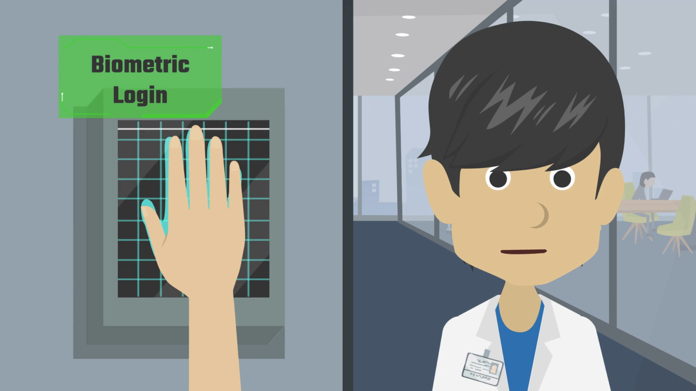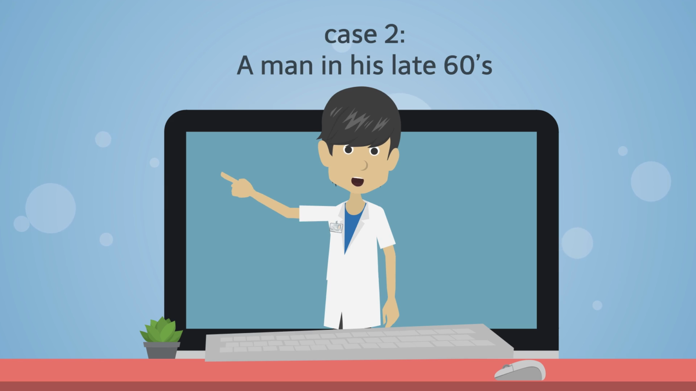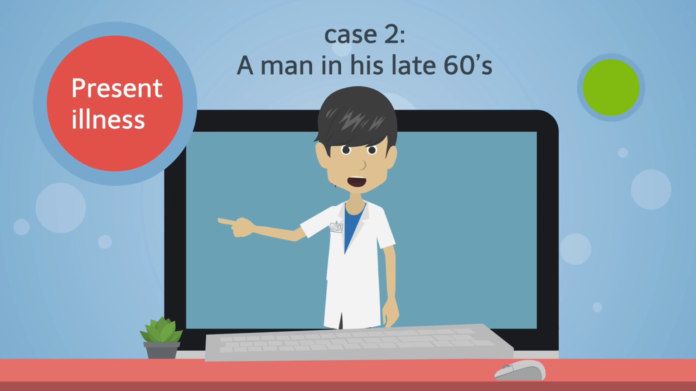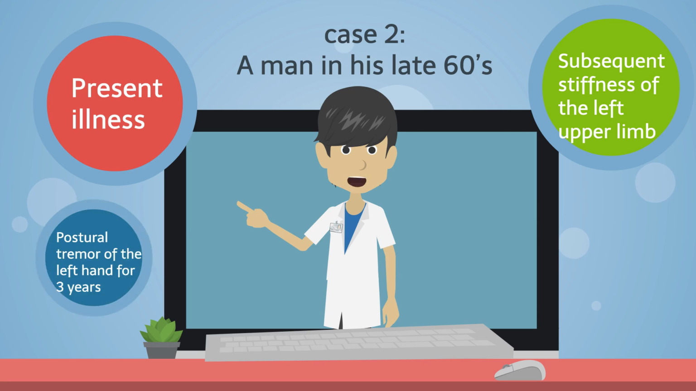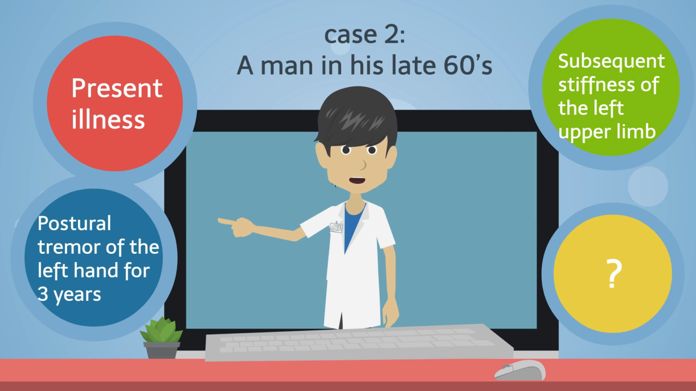Let's log in. Case 2. This is a case study. A man in his late 60s has been experiencing postural tremor of the left hand for 3 years. Subsequently, stiffness of the left upper limb was added.